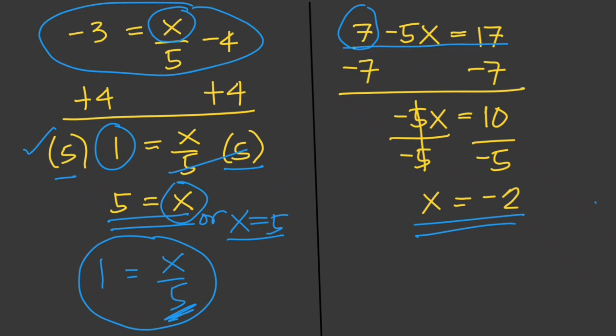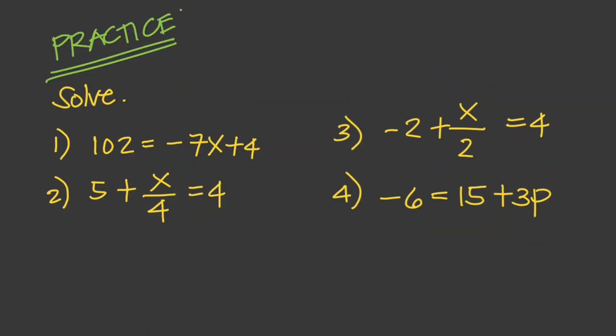Another example here. 7 minus 5x equals 17. So we have to get rid of 7 here, so we subtract 7 from both sides. So we are left with negative 5x, and on the other side, 17 minus 7 is just equal to 10. Then we divide both sides by the coefficient of x, which is negative 5. And then on the right side, 10 divided by negative 5, the value of our x is equal to negative 2.